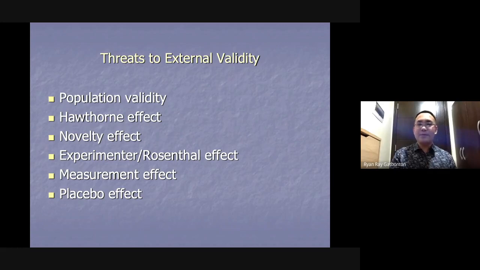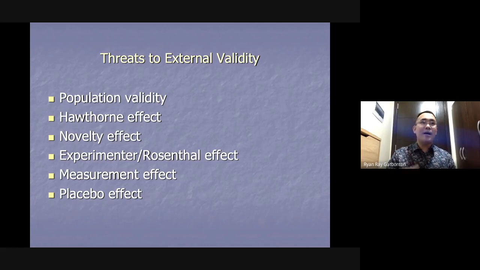The third effect is your novelty effect, or the tendency of a person to give higher ratings to newer or novel interventions. No, ito yung tendency ng isang tao na paboran, no? Yung bigyan ng pabor or be in favor of a treatment or of an intervention that is new to them. Okay?